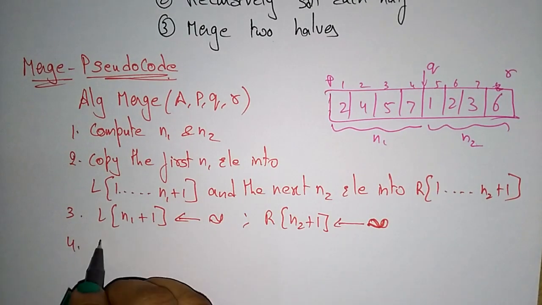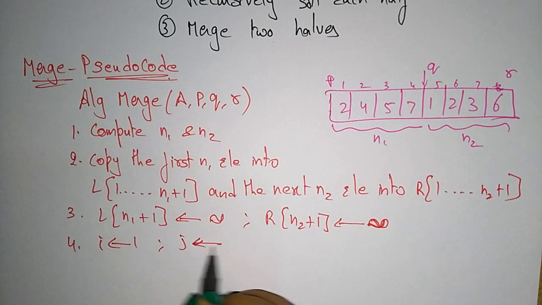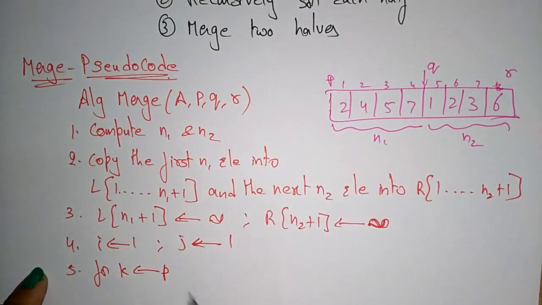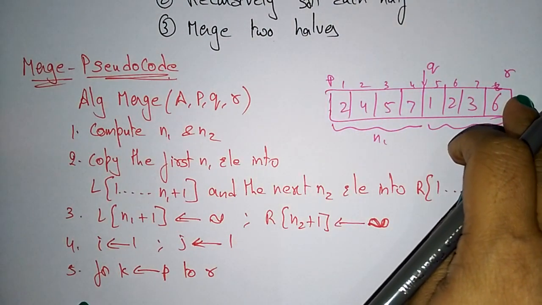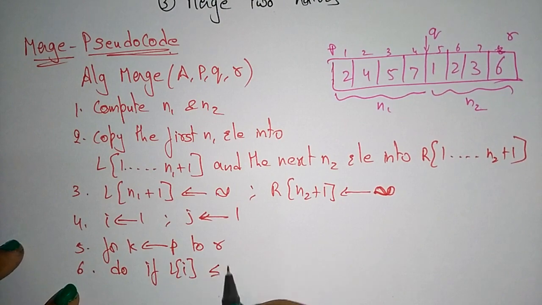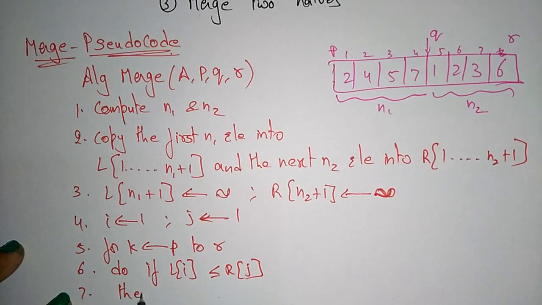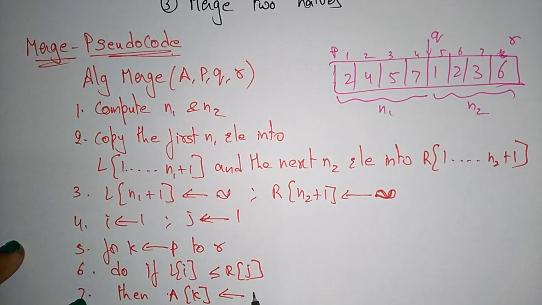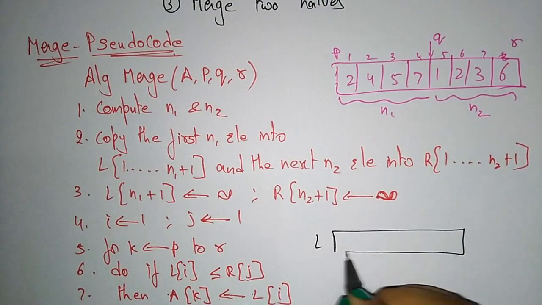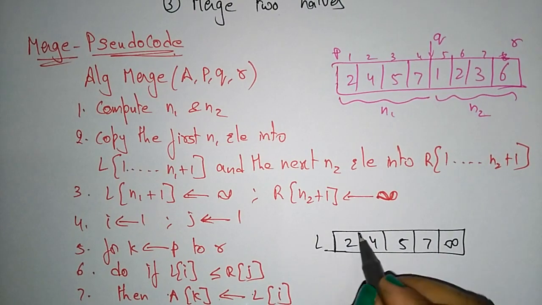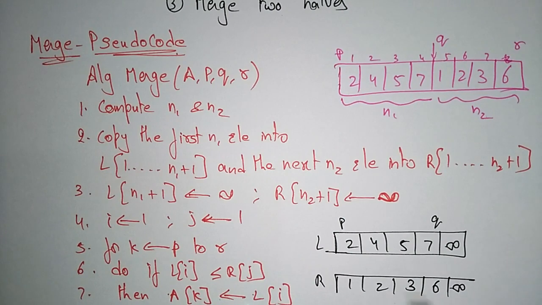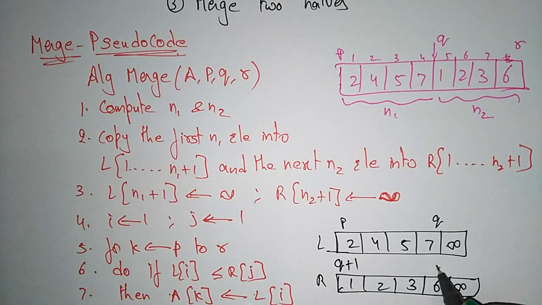Fourth step: I equals 1 and J equals 1, the loop initialization. The fifth step is for K from P to R. If K is running from P to R, then do: if L of I is less than or equal to R of J, then A of K is L of I. What does it represent? Suppose L consists of 2, 4, 5, 7 and infinity, from P to Q. And R consists of 1, 2, 3, 6 and infinity, from Q plus 1 to R.